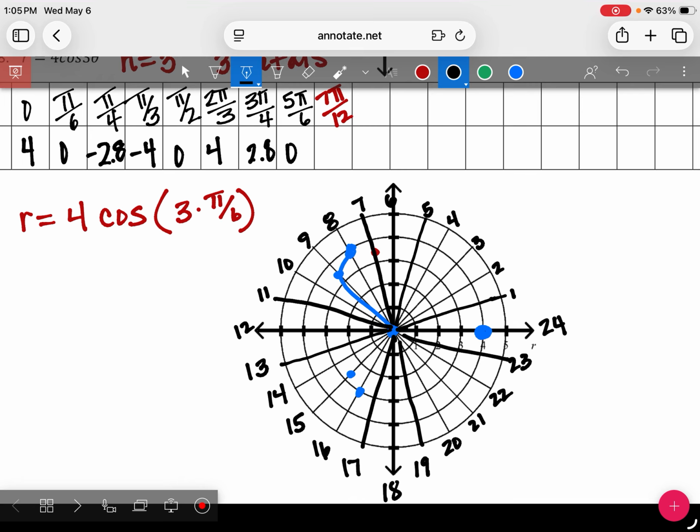When you type in 7 pi over 12, you're going to type in 4 cosine 3 times 7 pi over 12. Go ahead and type that in. You should get 2.8. Now I have a full petal. Has to be a full petal.